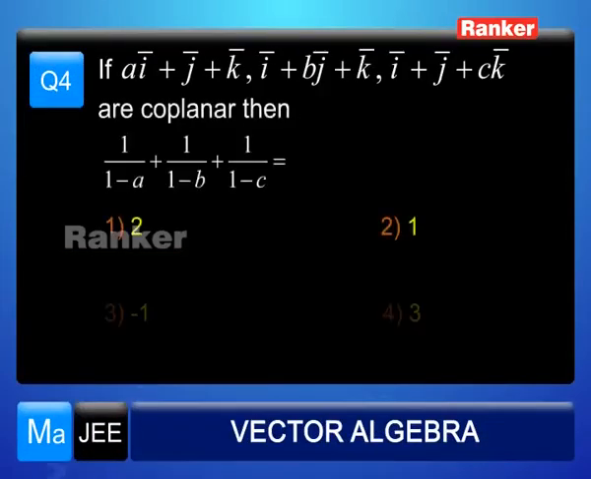Let's move on to the next question. If a i cap plus j cap plus k cap, comma, i cap plus b j cap plus k cap, comma, i cap plus j cap plus c k cap are coplanar vectors, then 1 by 1 minus a plus 1 by 1 minus b plus 1 by 1 minus c is equal to: first option 2, second option 1, third option minus 1, and fourth option is 3.